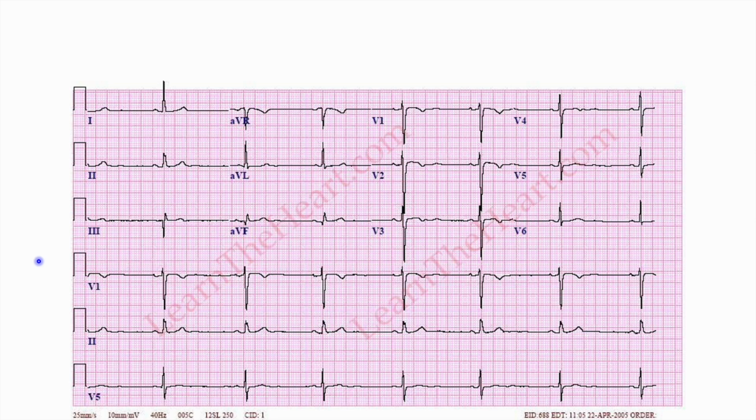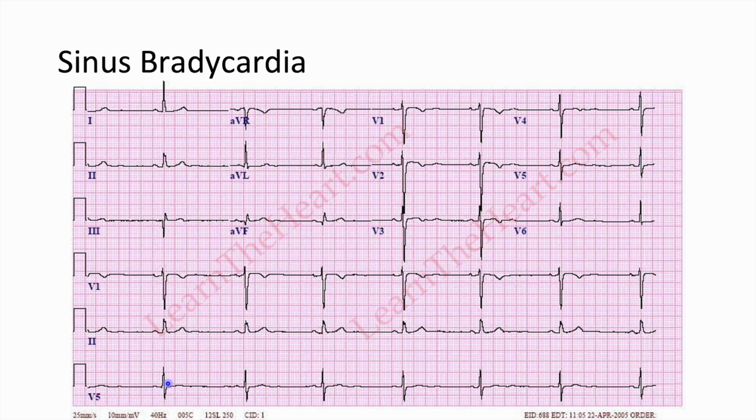3, 2, 1. This is an example of sinus bradycardia. So we talked about telling if it's sinus rhythm, we have a P before every QRS. Our P is positive in leads 1, 2, the inferior leads, and then it's inverted in AVR here. And so it's sinus rhythm, but bradycardia.